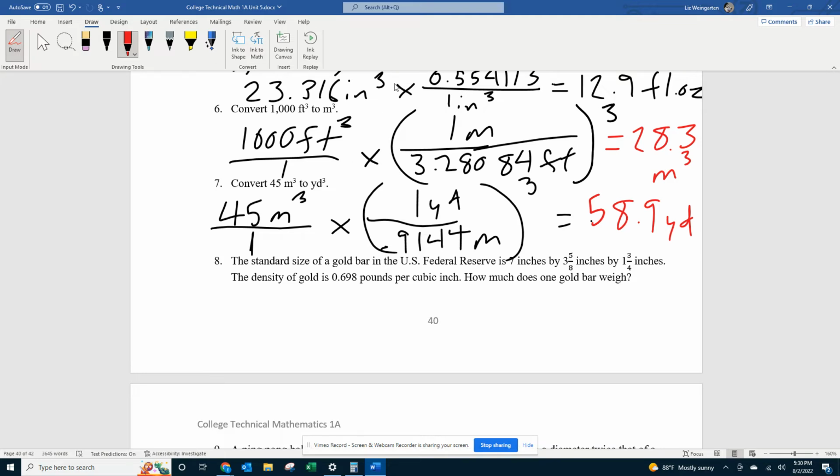Alright, let's keep going. The standard size of a gold bar in the US Federal Reserve is 7 inches by 3 and 5/8 inches by 1 3/4 inches.